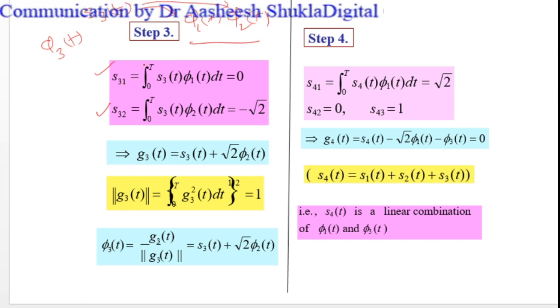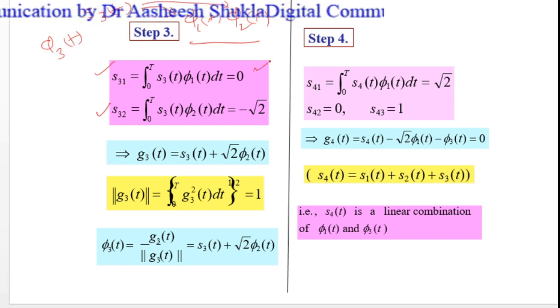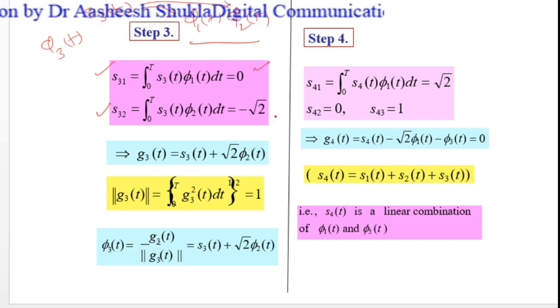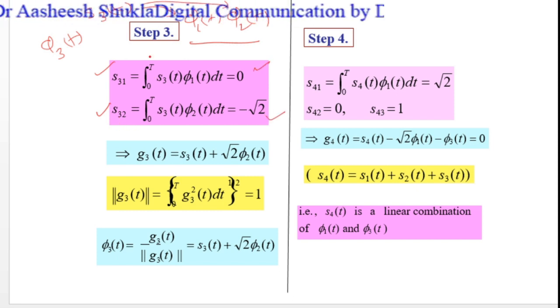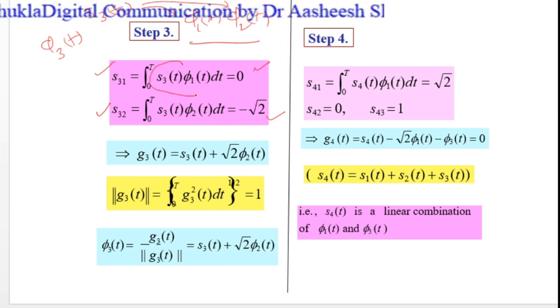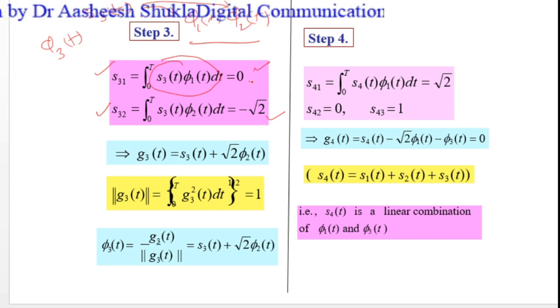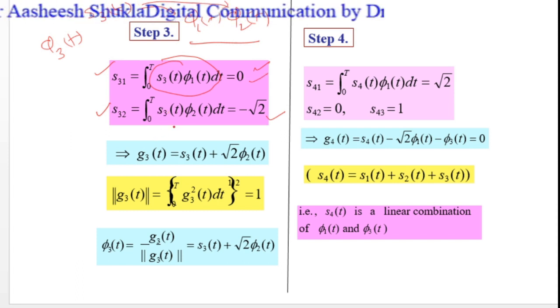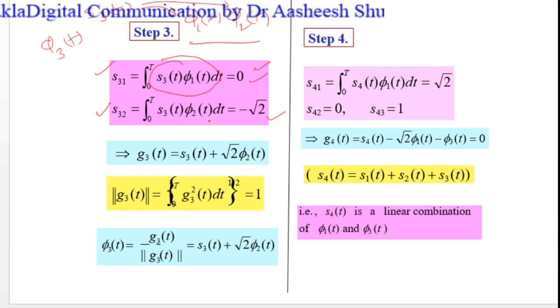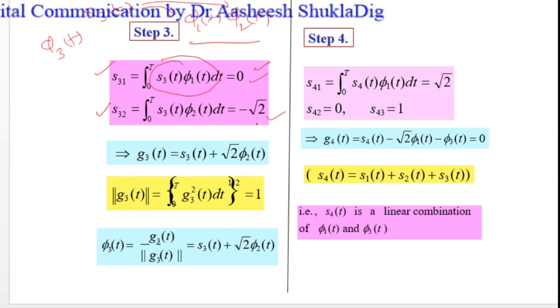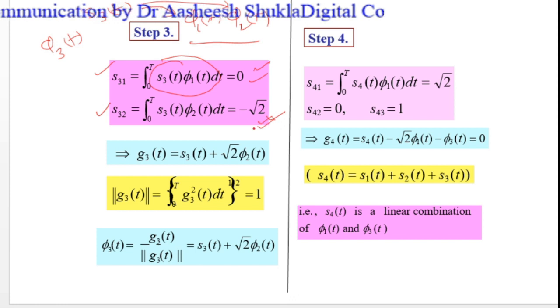So now if you solve this calculation, S31 will come to 0 and S32 will come to minus root 2. How will you solve this? You have to plot the waveform of the multiplication of S3t and phi 1t, as I have previously plotted. If you plot this waveform, you will directly find that the integration is 0. Similarly for S3t and phi 2t, again you have to plot the waveform of the multiplication of these two signals, and then you will find that the outcome will be minus root 2.